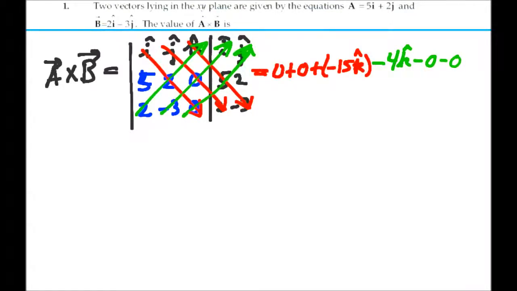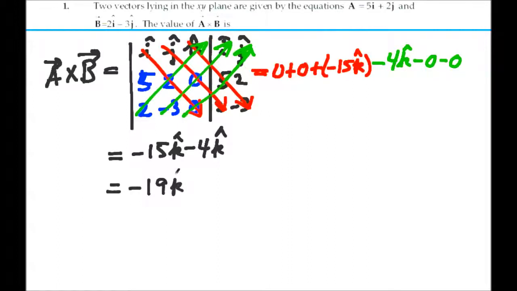Alright, so there we have it. a cross b is equal to a negative 15k minus 4k, which is a negative 19k. So there's an alternate way of solving problem number 1, and we end up using this cross product determinant, negative 19k, for our answer.